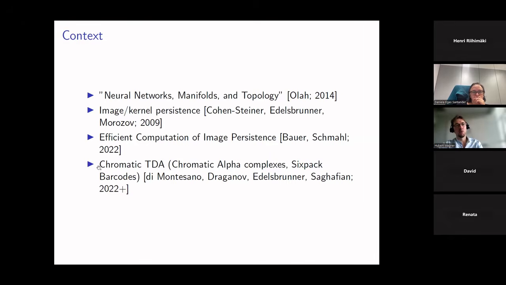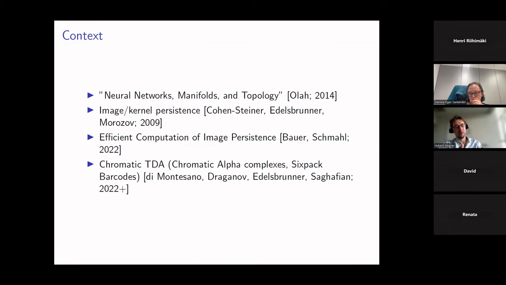And one other important thing is this development of chromatic TDA, which recently came from Herbert's group. In particular, Ondra Draganov has been working a lot on this and has software in particular for computing image persistence for low-dimensional data. So there is this broader direction of chromatic TDA.